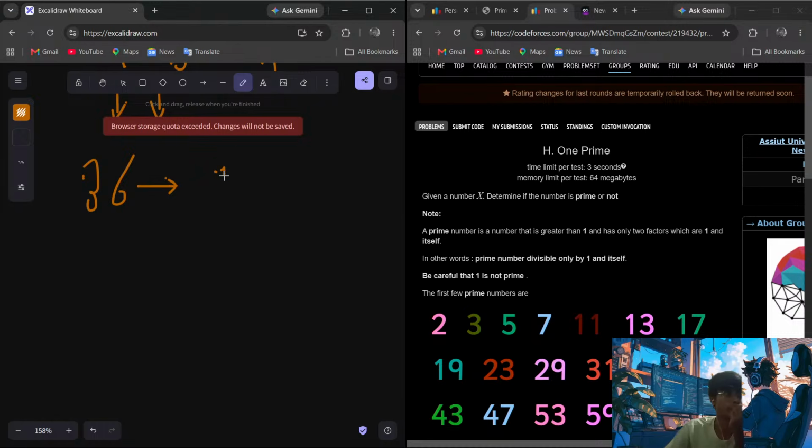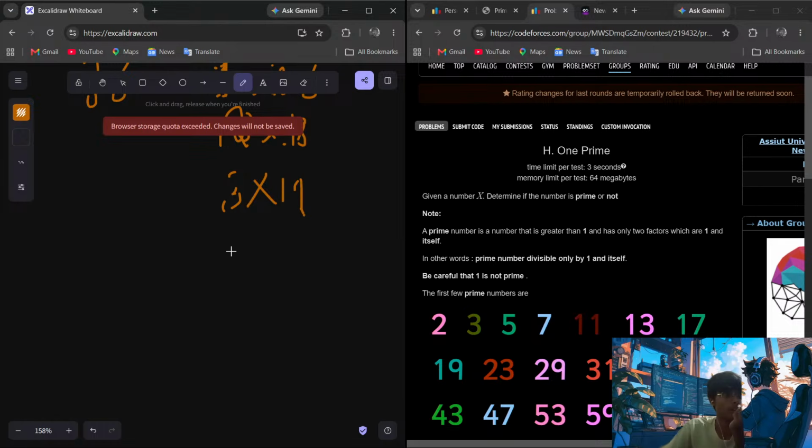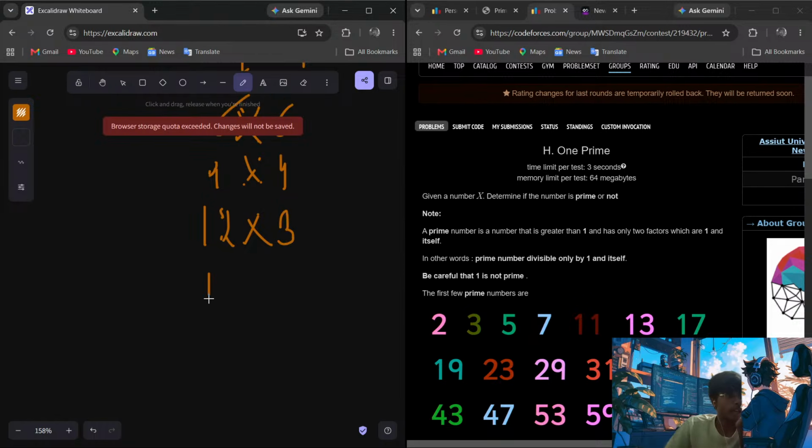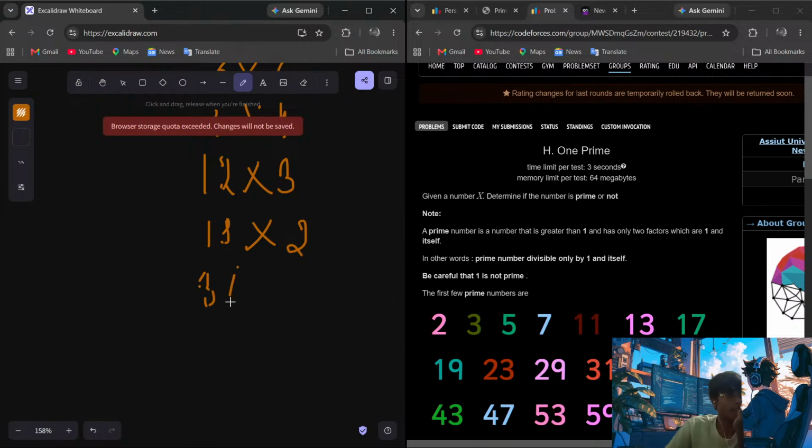So I can write it in the form of 1 into 36, or 2 into 18, then 3 into 12, 4 into 9, and then 6 into 6, and after that 9 into 4, then 12 into 3, then 18 into 2, and then 36 into 1.